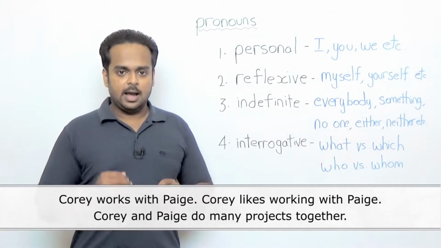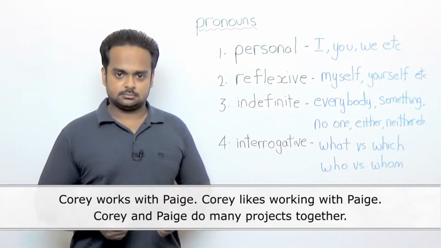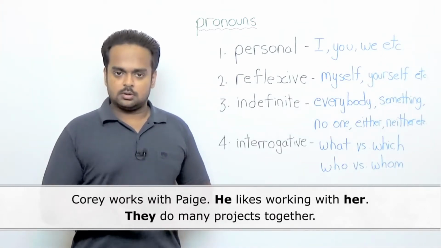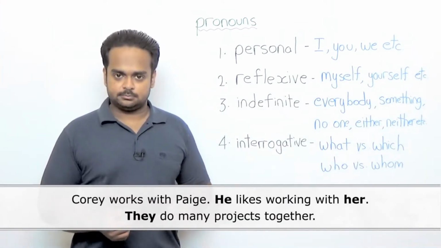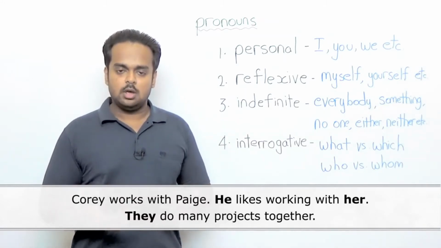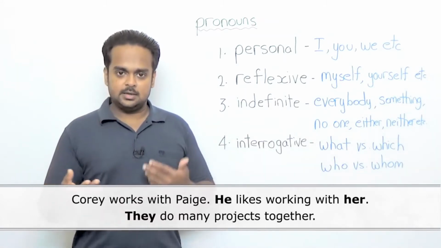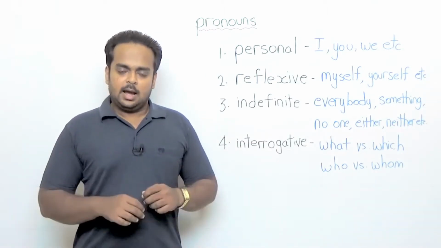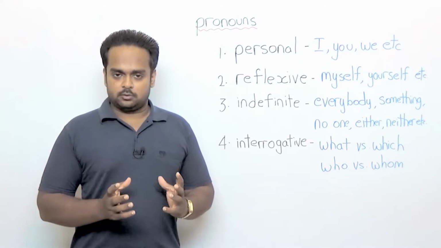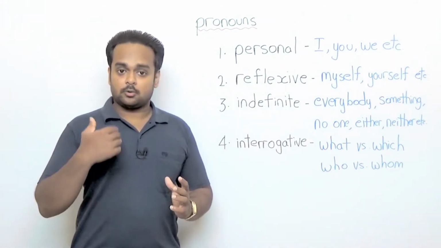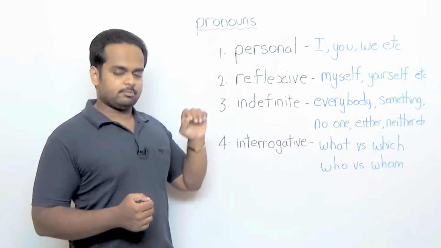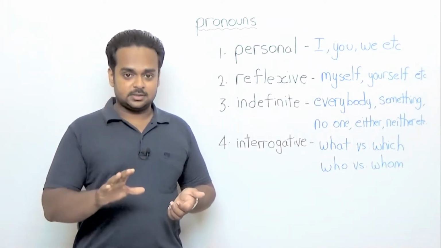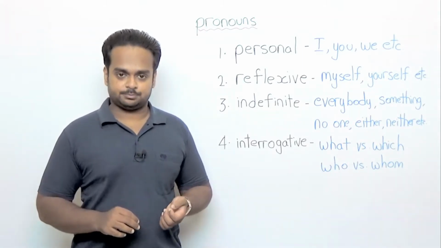So can you tell me how you would improve this sentence? You can say, he likes working with her, they do many projects together. That sounds much more natural because we're using the pronouns he, her, and they in the place of nouns. And that type of pronouns that talk about people are called personal pronouns because they refer to persons, even though the pronoun it is considered a personal pronoun.